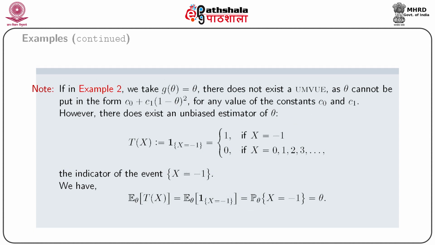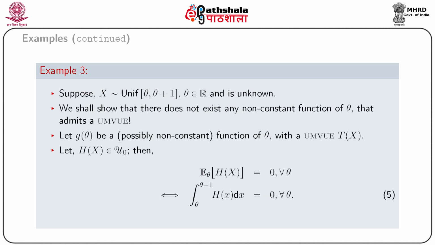Note that if we take g(theta) = theta, then it cannot be put in the above form, and hence there does not exist a UMVUE of theta. Though there exists an unbiased estimator of theta, which is given by T(x) = 1 if x = -1 and T(x) = 0 if x = 0, 1, 2 up to infinity.